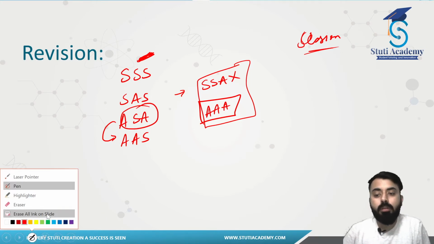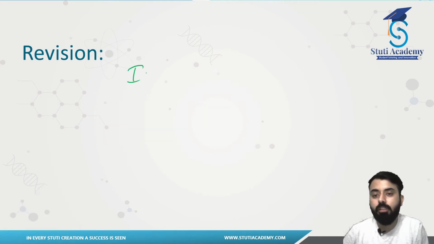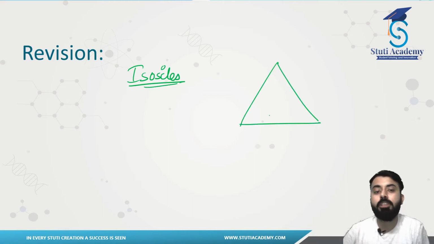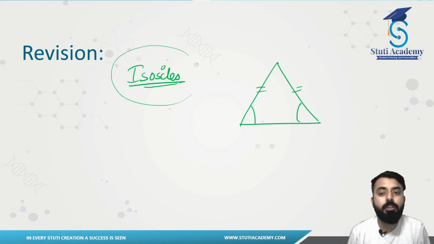Now after that we had understood the concept of the isosceles triangle. That was the major thing that we had to understand in this. So what was an isosceles triangle? An isosceles triangle was that triangle in which the two base angles were equal and the sides were equal as well. So the triangle in which a pair of adjacent sides are equal and the angles opposite to the equal sides are equal, that figure will be an isosceles triangle.